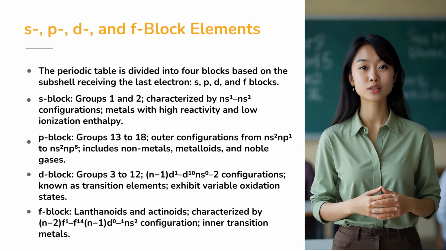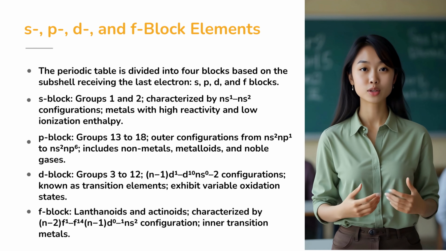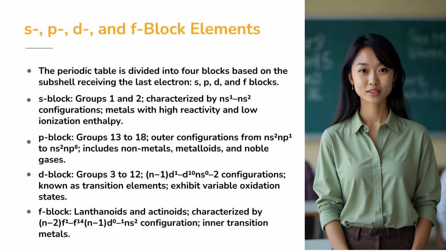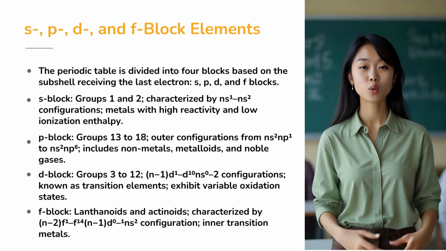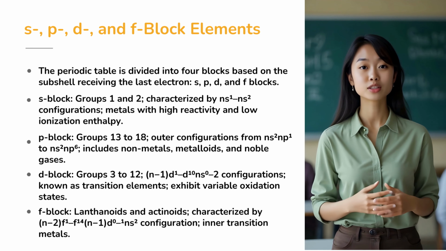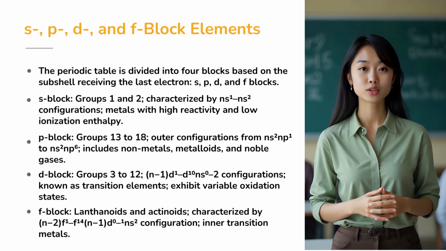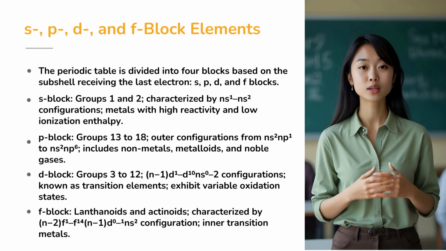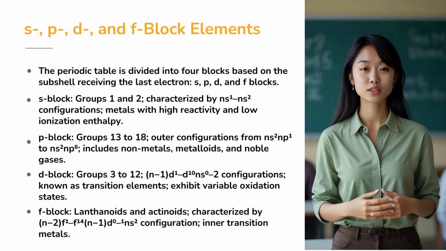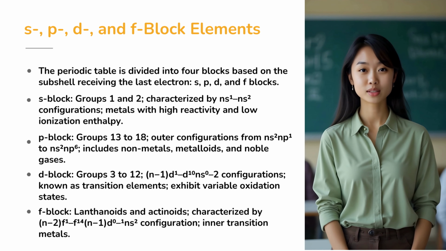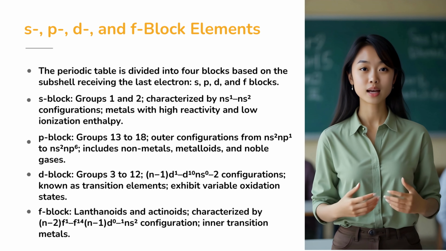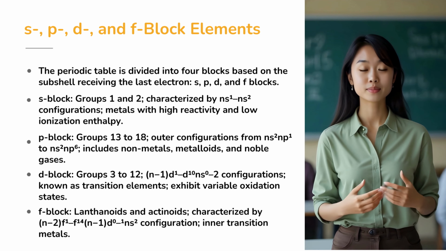The p block spans groups 13 to 18, with outer shells ranging from ns2 np1 to ns2 np6. This block is home to nonmetals, metalloids, and noble gases, chemically diverse but structurally similar in electron terms. The d block includes transition elements like iron and copper. Their outer configurations involve (n-1)d orbitals being filled. These elements often form colorful compounds and multiple oxidation states.